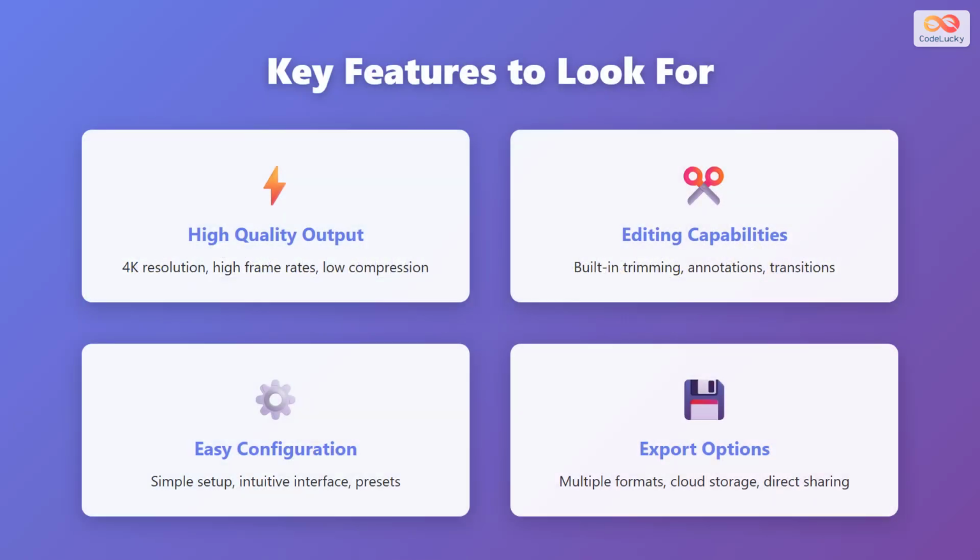Before we dive into specific tools, let's understand what makes a great screen recorder. First, you need high-quality output. Look for software that supports 4K resolution and high frame rates with minimal compression. Second, editing capabilities matter. Built-in trimming, annotations, and transitions save you time in post-production.